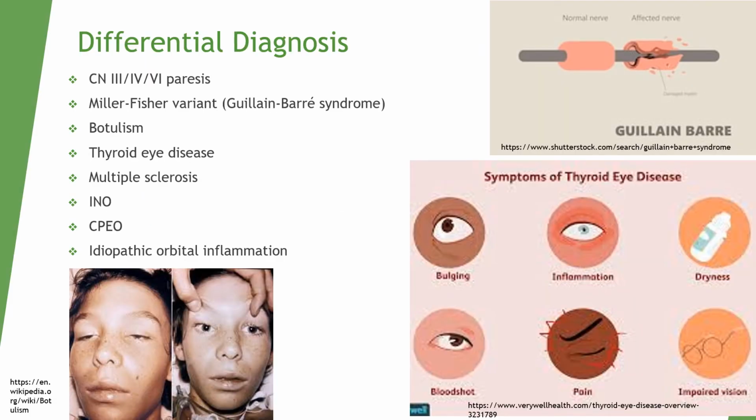Differential diagnosis includes the palsy of different cranial nerves of the extraocular movement, Miller-Fisher variant of the Guillain-Barré syndrome, botulism, which is a toxin that freezes the muscles, thyroid eye disease, multiple sclerosis, internuclear ophthalmoplegia. We have covered this in another video, so feel free to check that out. CPEO, which is a series of 5 diseases, which we've also covered in other playlists. And idiopathic orbital inflammation is also possible.